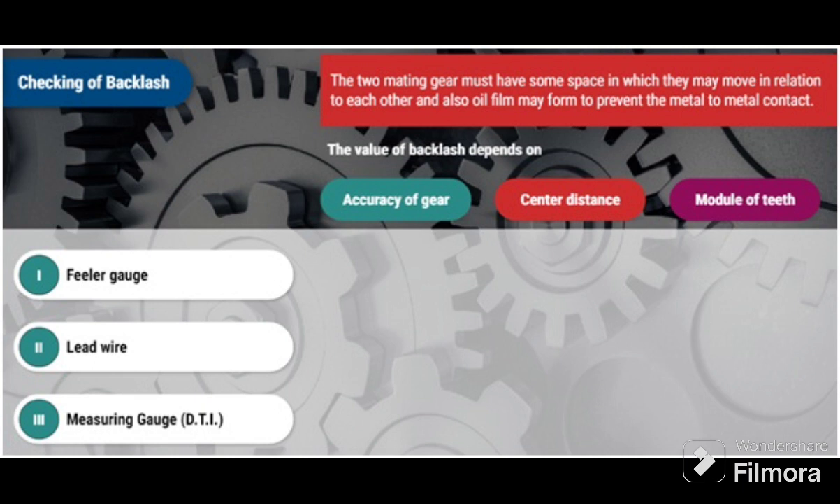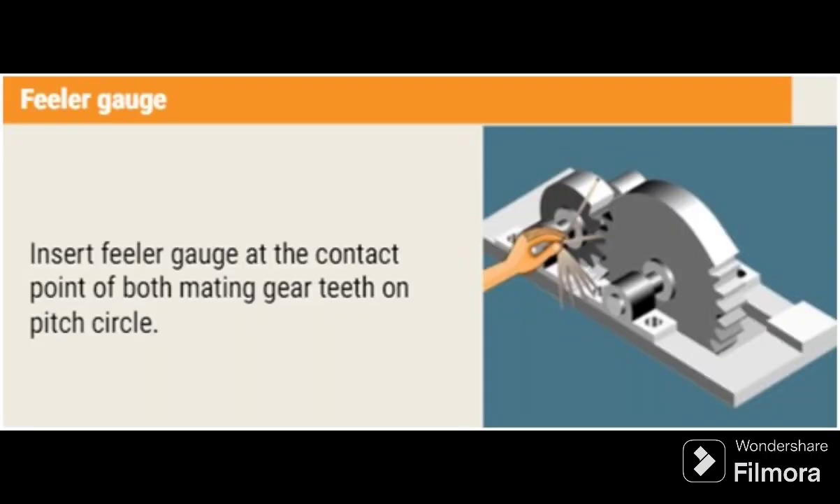The two mating gears must have some space in which they may move in relation to each other, and also oil film may form to prevent the metal to metal contact. The play that must exist between teeth is called backlash. The value of backlash depends on accuracy of gear, center distance, module of teeth. The backlash between two mating gears can be checked by filler gauge, lead wire, and measuring gauge or DTI.